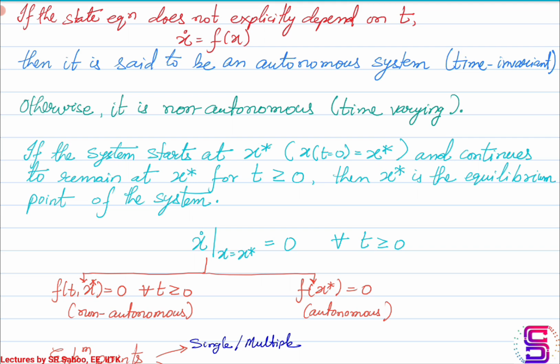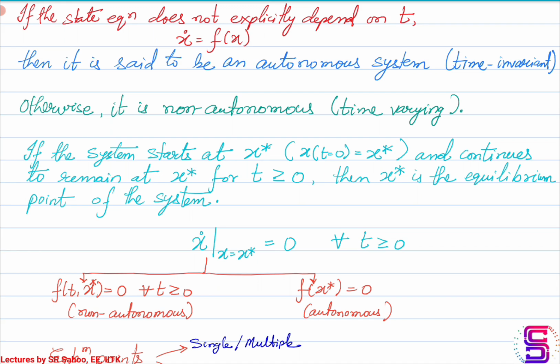Okay, and this brings us to something known as the equilibrium point. If a system starts at a point x star and continues to remain at the same x star, that is, the state vector does not evolve and remains constant there, then x star is known as the equilibrium point of the system. Because of this nature, the rate of change of the state vector will be 0 at such points if evaluated, and it remains 0.